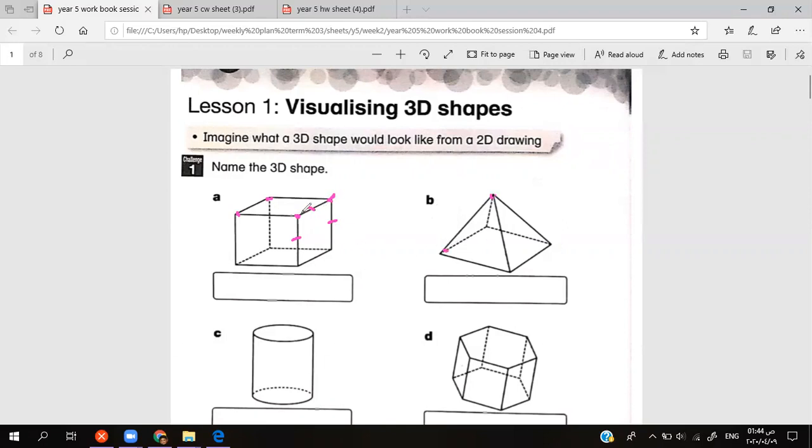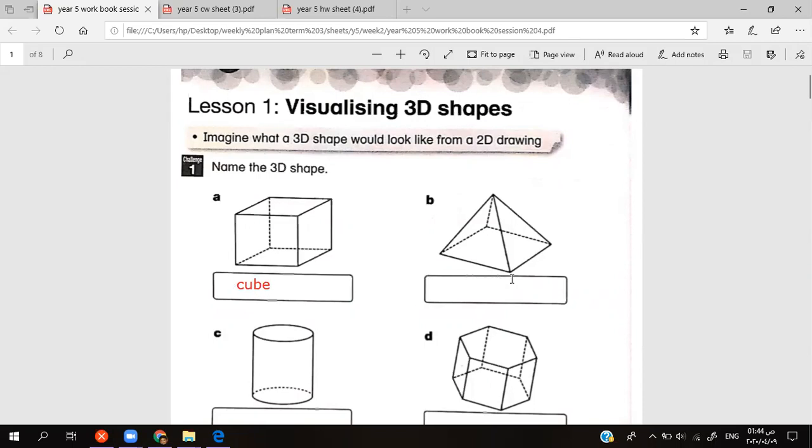Okay, so now you know what's an edge, what's a vertex, what's the face. The face is the face. This is a face. This is a face. Face here is a square. Okay. Okay, now what's the name of this? Definitely it's a cube. Okay. What's the name of this?